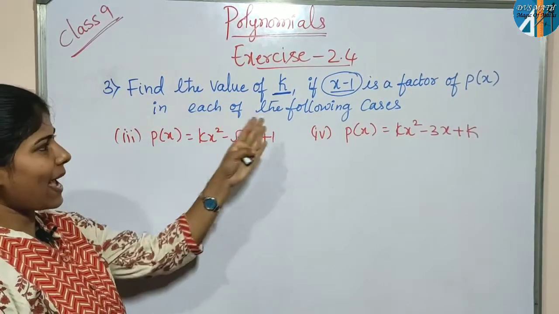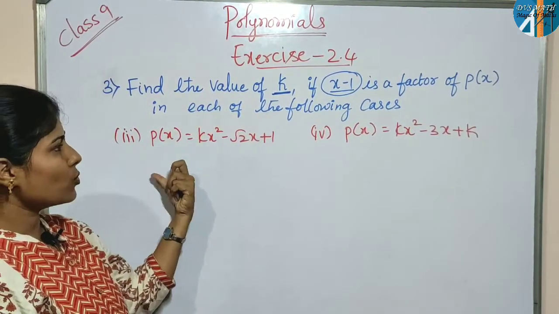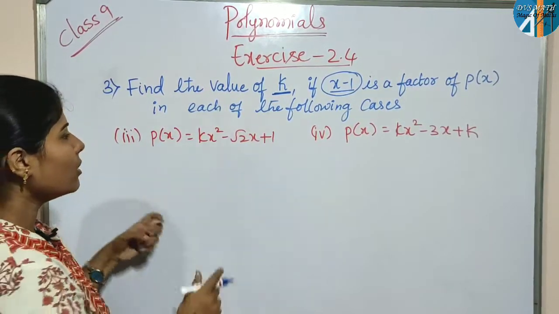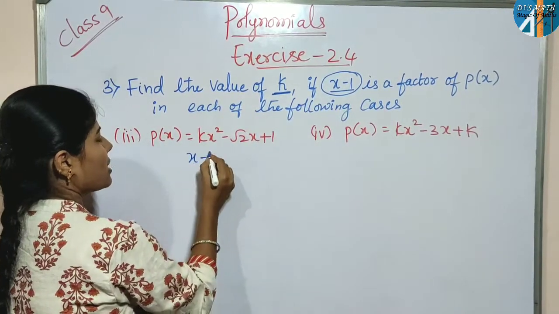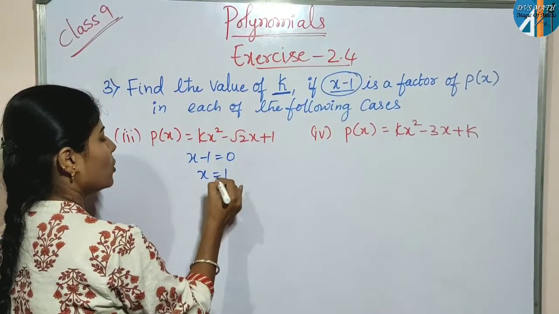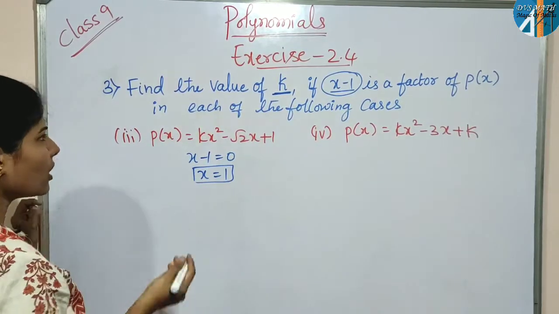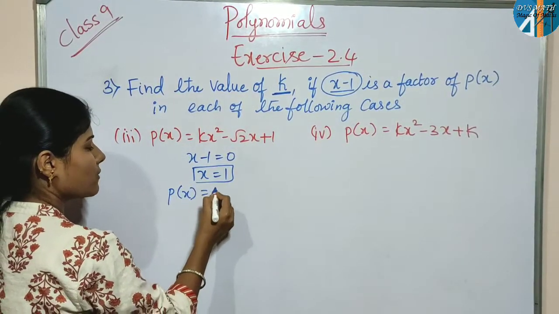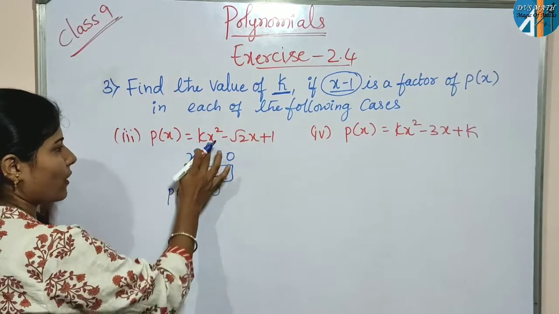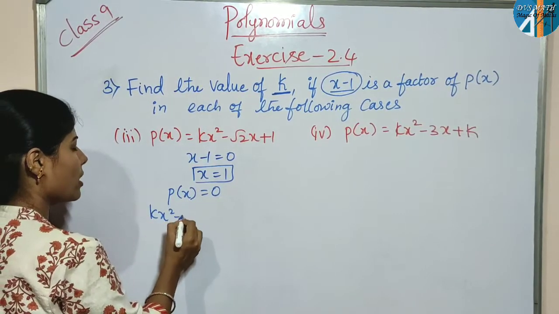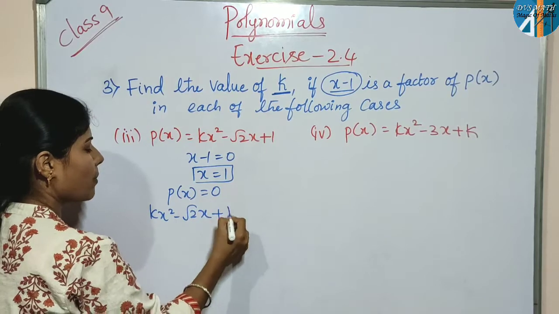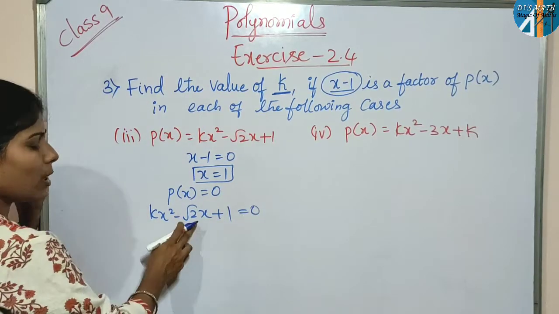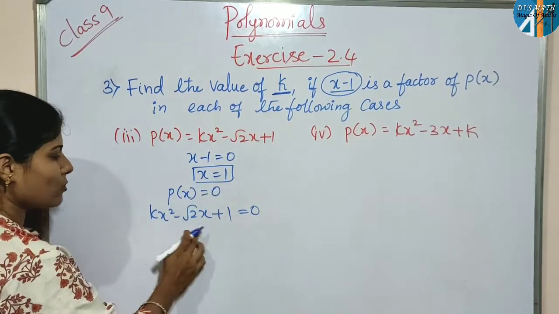Question 3, the same as we followed for previous two sub questions, the same thing we are following here. First take x minus 1 is equal to 0, x is equal to 1, value is 1. Now if it is a factor, what happens to the p of x? 0. So what is p of x? This one, kx square minus root 2x plus 1 is equal to 0. Now what is the next thing? Substitute 1 in the place of x.